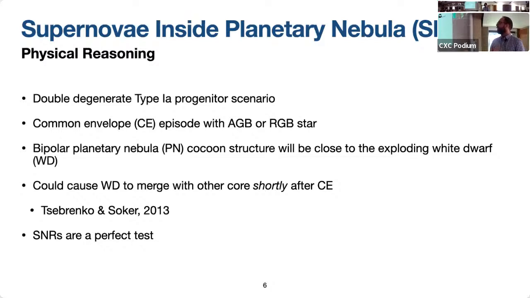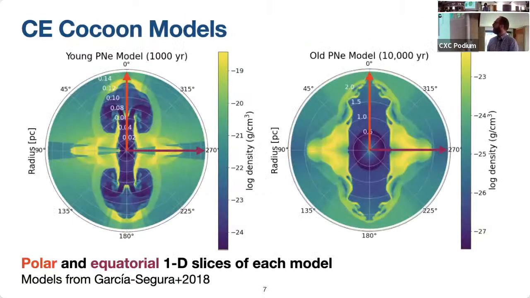The remnants are a perfect test for this because what better way to look at circumstellar interaction and an ejecta than a supernova remnant and X-rays. So these are our common envelope cocoon models. They were made by Guillermo Garcia Segura et al. in 2018. They are very pretty.